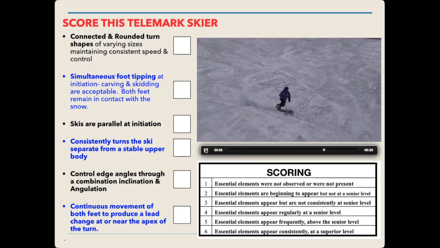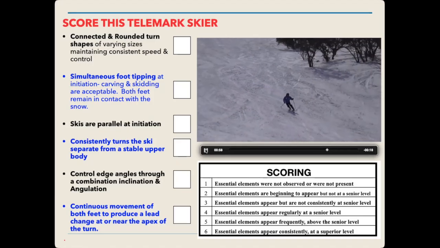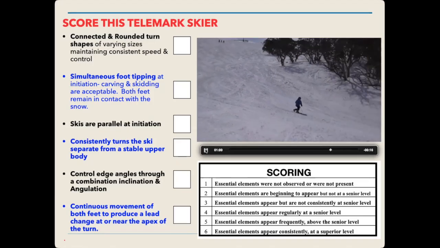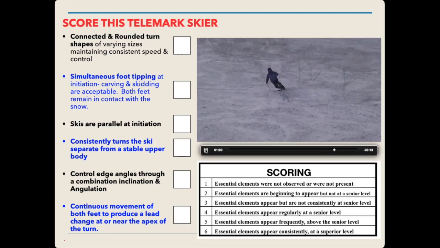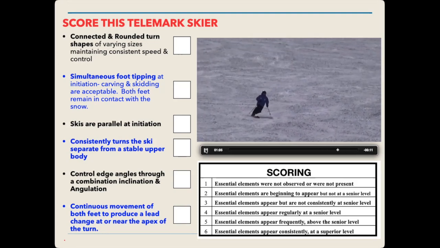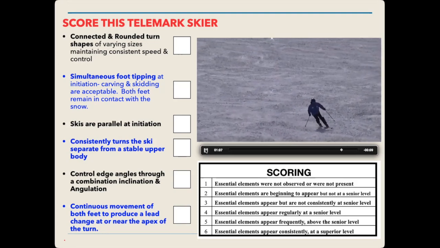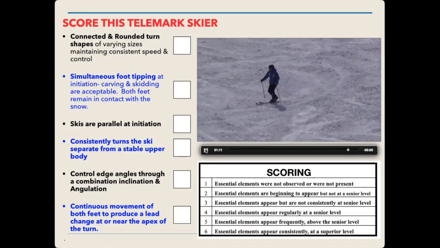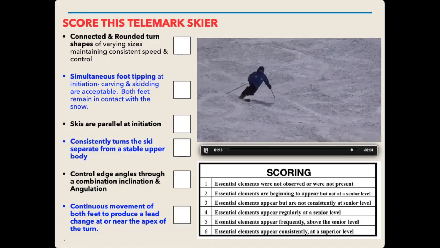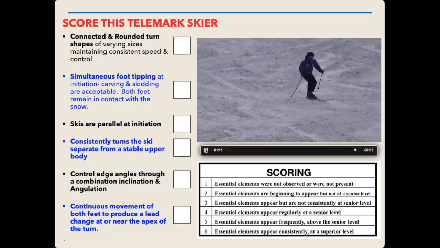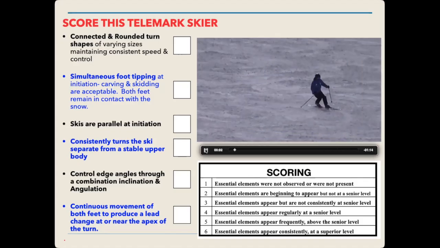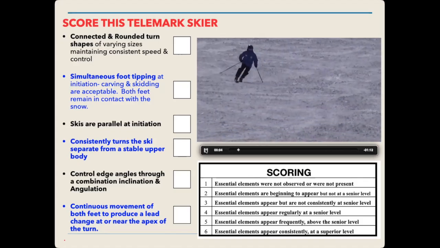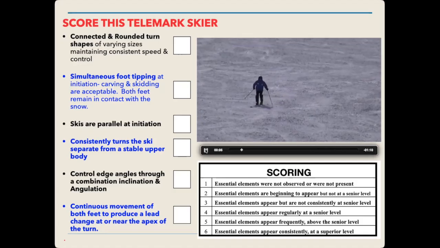Control edges through a combination of inclination and angulation. This skier has very subtle angulation, but it's there and it's consistent in both the shorter turns and the medium longer turns. I would score that a 4 for this run. Eric? I also scored that a 4.